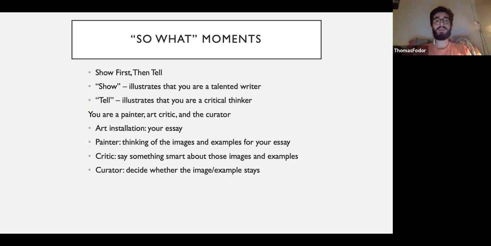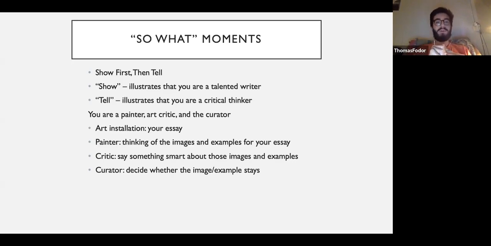Show simply illustrates that you're a talented writer, and it's the images or examples that you are conveying to your reader. Tell, which is simply the insights that you have, illustrates that you are a critical thinker. These are two important aspects of really anybody, but especially a college student or a soon-to-be college student.